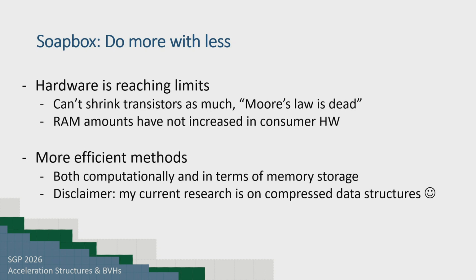So in order to do more, in order to be able to scale our methods further, we need to work on more efficient methods on the software side, both computationally and in terms of memory storage. And this is something where I believe structures like the BVH really are a core building block, at least related to graphics, and maybe also, well, hopefully, some people will say that, hey, this is useful for me as well.